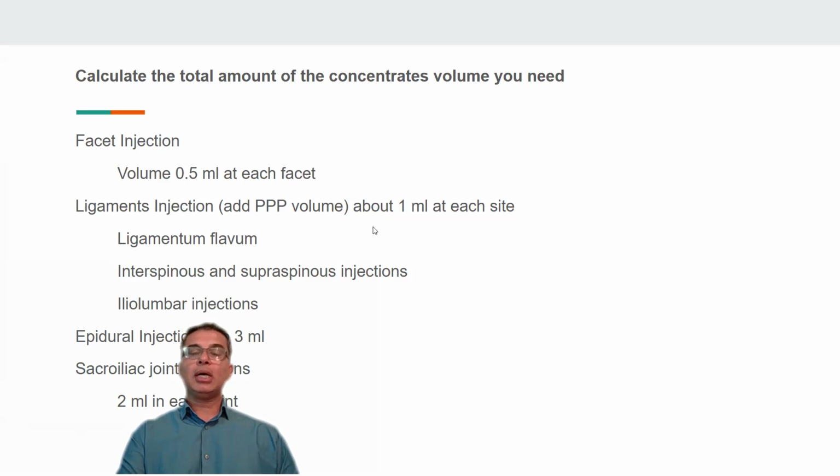Now, when I inject muscles like multifidus tendons and multifidus muscles, or ligaments like supraspinous, interspinous, or iliolumbar ligaments, I inject about an ml at each site. Usually we are short of it. So for injection of ligaments, you can dilute or volumize with PPP or protein concentrates in that area.